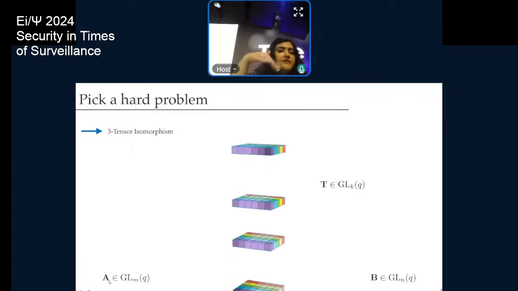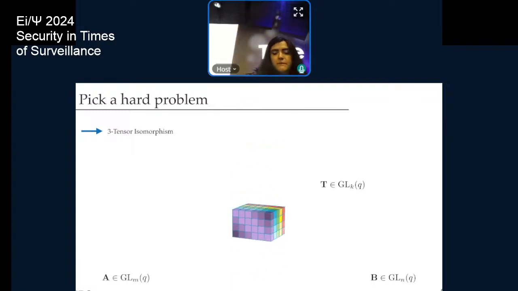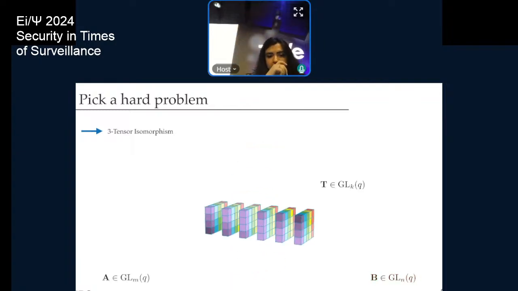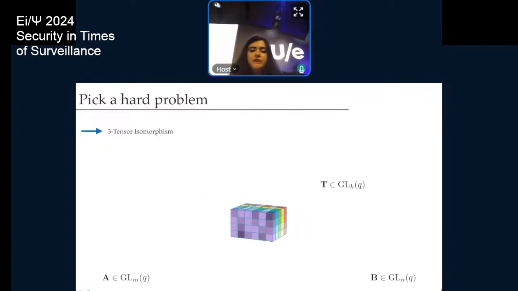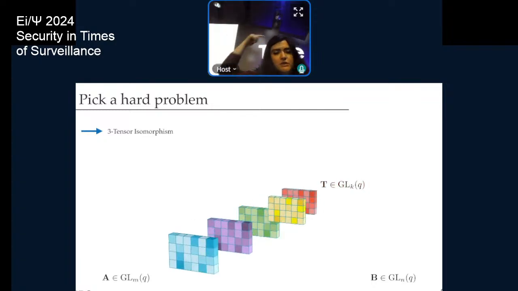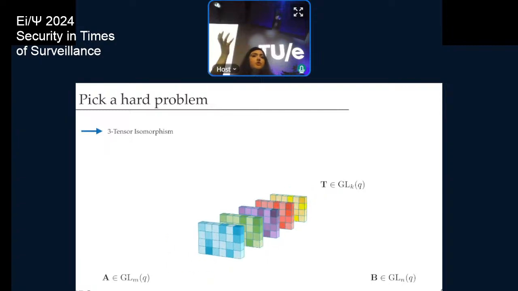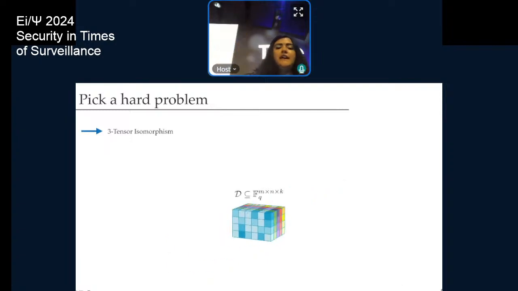So A multiplies on the left, so it does permutations on the rows. Then B multiplies on the right, so it does a permutation on the columns. And then the third one, T, does permutations of this third dimension. This gives you another cube, another 3-tensor object. And then the hard problem would be, if I give you 2 objects like this that are equivalent, can you find what these 3 matrices are that brought me here? Can you find the mapping that brought me from one cube to the other? That is our hard problem.